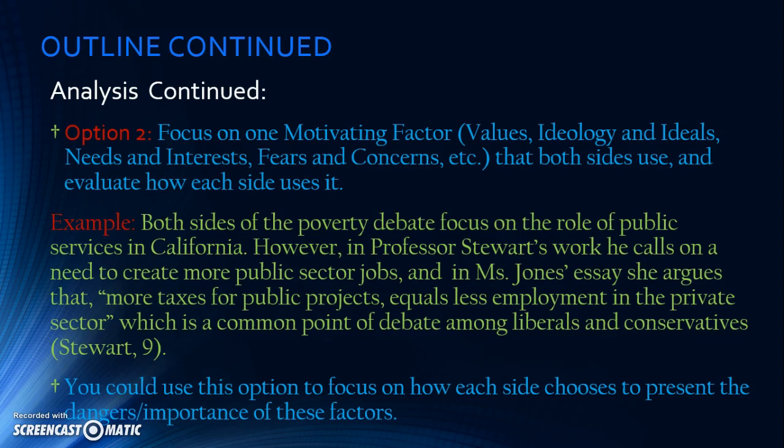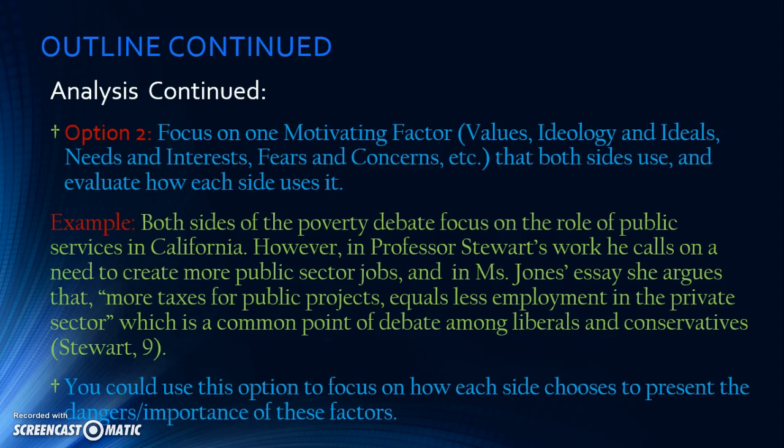Both sides of the poverty debate focus on the role of public services in California. However, in Professor Stewart's work, he calls on a need to create more public sector jobs. And in Jones's essay, she argues that more taxes for public projects equals less employment in the private sector, which is a common point of debate amongst liberals and conservatives. Note the citation there, okay?